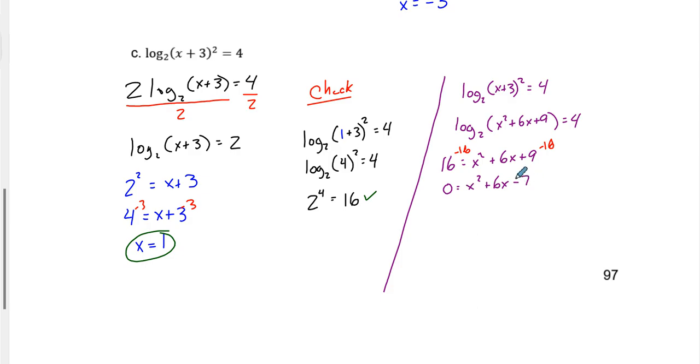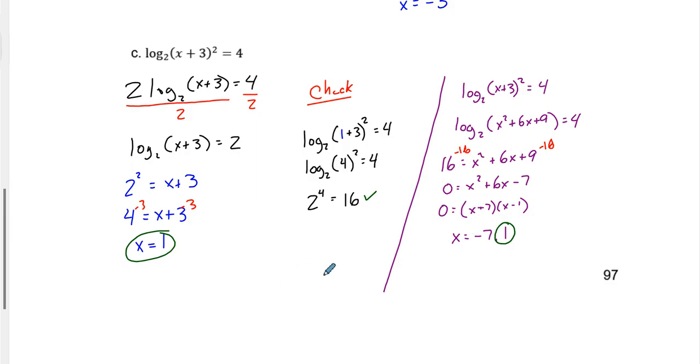So then we find our product and sum. Product of -7, sum of positive 6, will be x plus 7 and x subtract 1, giving us two answers of x equals -7 and x equals 1. Well, we already know that our answer is 1. So the 1 is good. But why don't we have -7 as another answer?